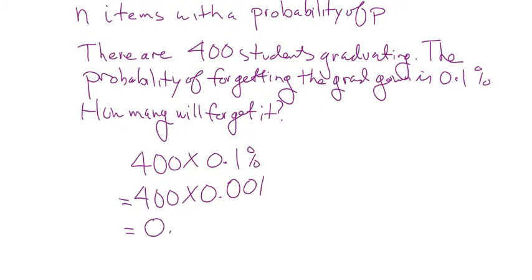0.4. So 4/10 of a student will forget their gown. Or what that likely means is over the years, in order to get this up to 1, probably in about 3 years somebody will have forgotten it. So if I know how many things there are, and I know the probability of an event happening, I multiply the number by the probability, but it has to be expressed as a decimal, not as a percent. And then I can figure out how many of these things I expect.